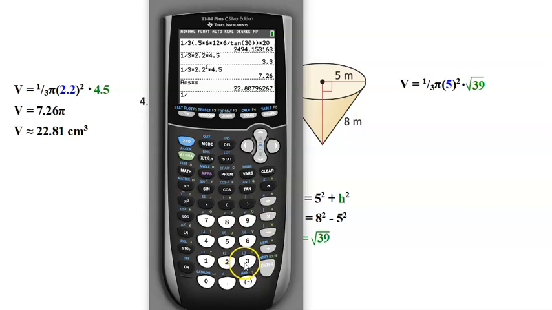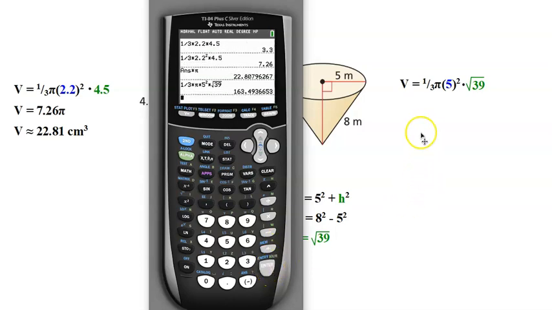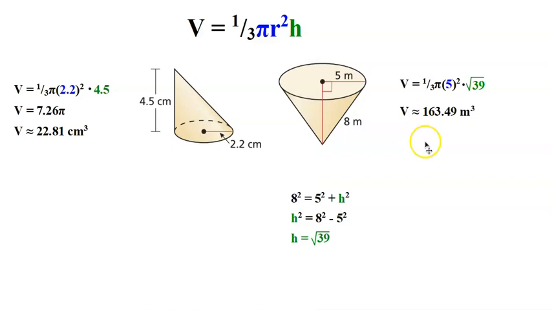So now that I have all my numbers, 1/3 times pi times 5 squared times the square root of 39, like that. And I'm not going to worry about getting this one in terms of pi because the square root of 39 is a hideous decimal anyways, so it's not going to be exact. And so we get 163.493, so approximately 163.49 meters cubed. Remember, volume is always in cubic units.